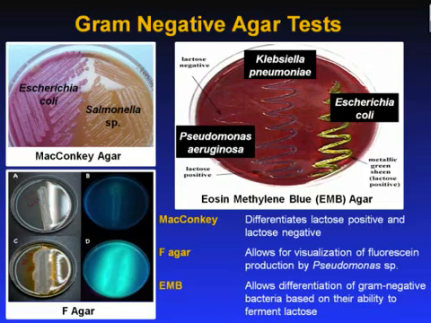Not shown in this photo is absence of growth, which would indicate the organism is inhibited by eosin and methylene blue and is a gram-positive bacterium. An example could be Staphylococcus aureus.